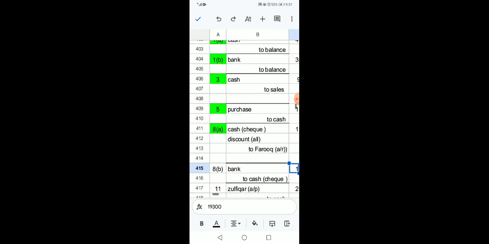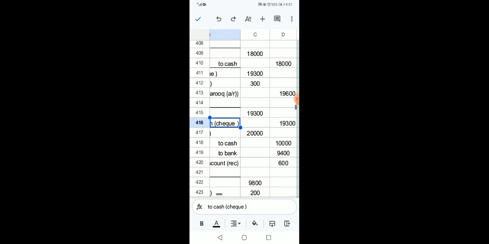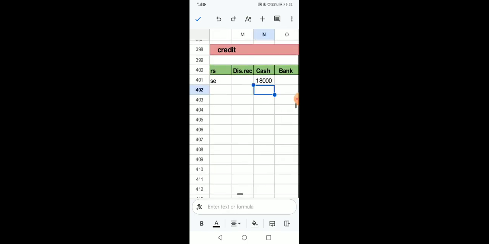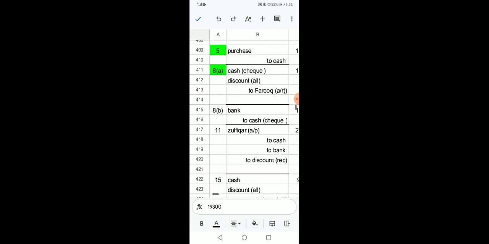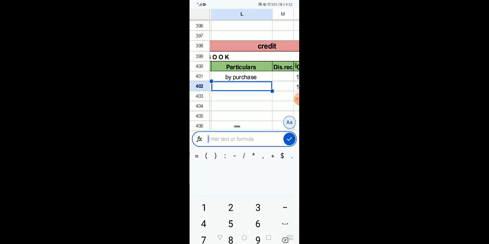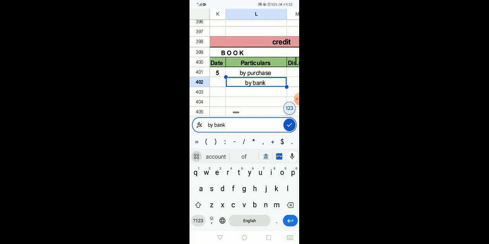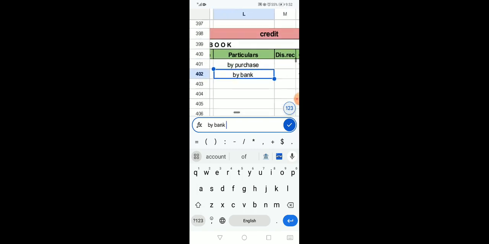Bank is debited with 19,300, and the second part is cash. Cash is credited with 19,300. Go to the credit side of the cash and mention 19,300. Now see the reference here is bank. Bank is written on the opposite side of the cash. That is why you are using it as a reference. Use the word by with it. Now look at the date, which is 8B.